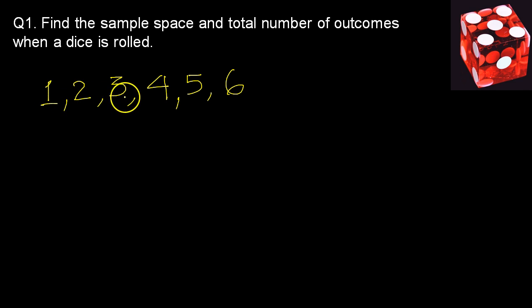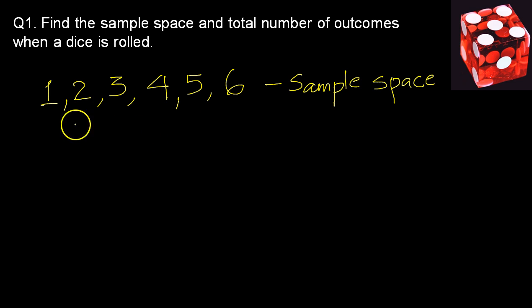So we get 1, 2, 3, 4, 5, 6. What is this? This is my sample space. What do we mean by sample space? Sample space is the collection of all the outcomes or all the events that can happen, not just some specific outcomes. So these are all the outcomes that can happen when I roll a dice. This is my sample space, and the number of outcomes is of course 6. I hope this is clear.